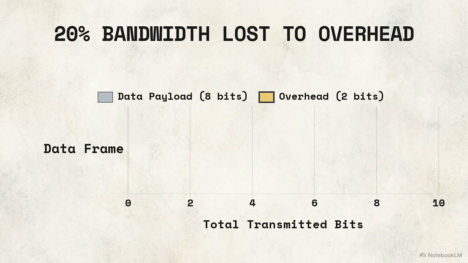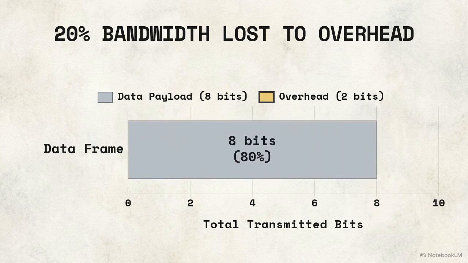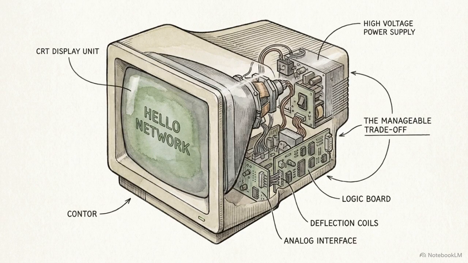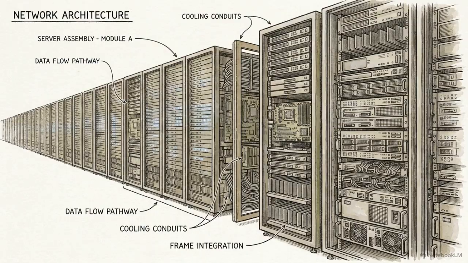Because every character requires its own synchronization markers, the system loses 20% of its total bandwidth to overhead. That trade-off is manageable for short bursts of text, but as file sizes and connection speeds scale up, that 20% penalty makes asynchronous transmission inefficient for modern networking.